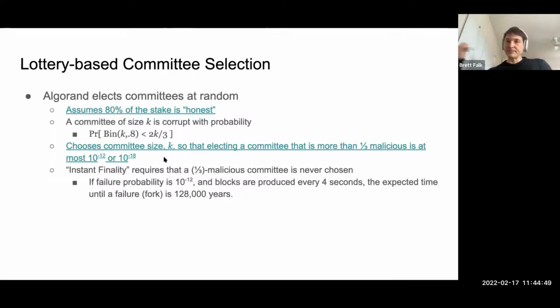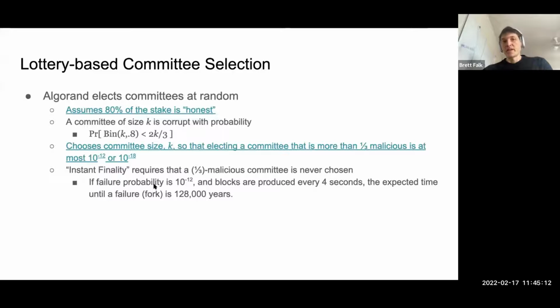And they give some suggested parameters in the white paper, saying we want the chance that a malicious committee, a committee that's more than 1/3 dishonest or less than 2/3 honest, is selected to be small, and they choose some parameters like 10 to the minus 12. We want this probability to be less than 10 to the minus 12 under the assumption that 80% of the stake is honest.